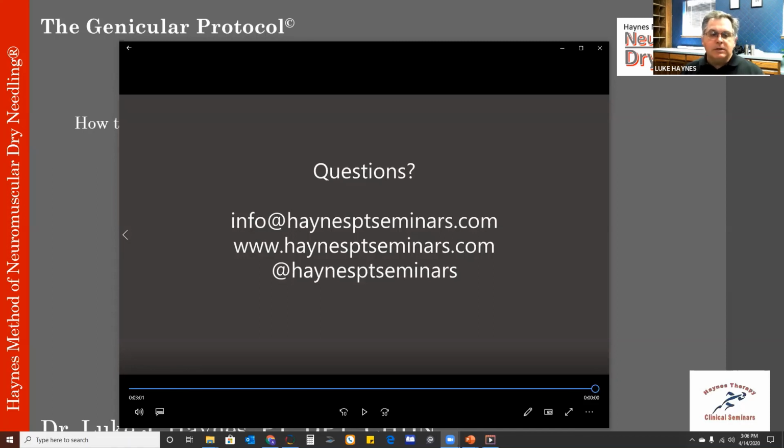And I hope you'll consider applying this genicular protocol to your treatment approach. And to the researchers out there, would love to see some research on the efficacy of this compared to knee OA or other treatment options. Thanks a lot. Yell if you have any questions.